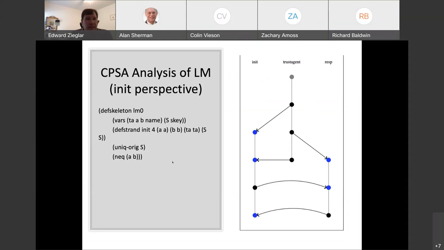So let's take a look at an analysis of this. This is an analysis from the perspective of the initiator of the protocol. The trusted agent, those messages that are connected to the trusted agent could have occurred at any time. The important thing to remember about CPSA is the arrows indicate order, but not when they happened. So you gain some information about things that are fresh, but other than that, you don't know how long messages took to get there. But this is an example from the initiator's perspective.